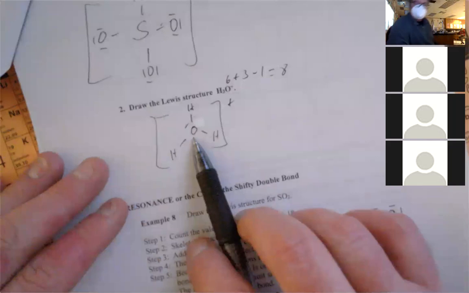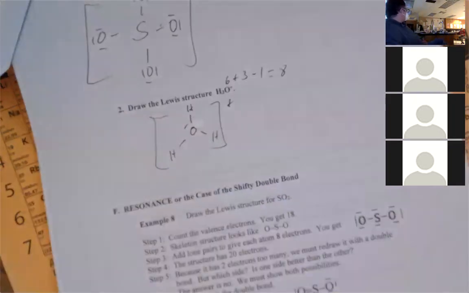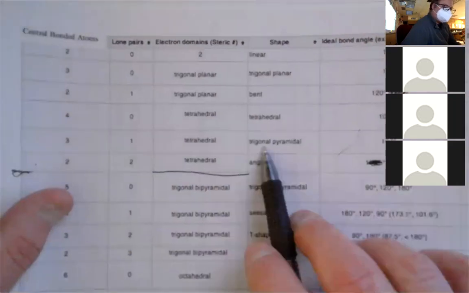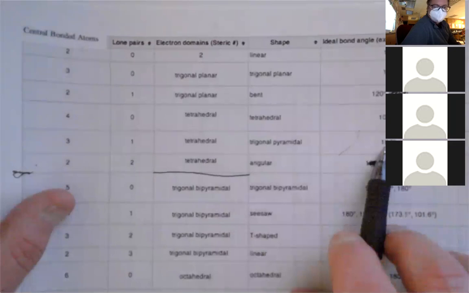How many bonded atoms are there on the O? 3, right? There are 3 hydrogens bonded on this O. How many lone pairs does that O have on it? 1. What has 3 bonds and 1 unshared pair? Trigonal pyramidal. The angle is 107.